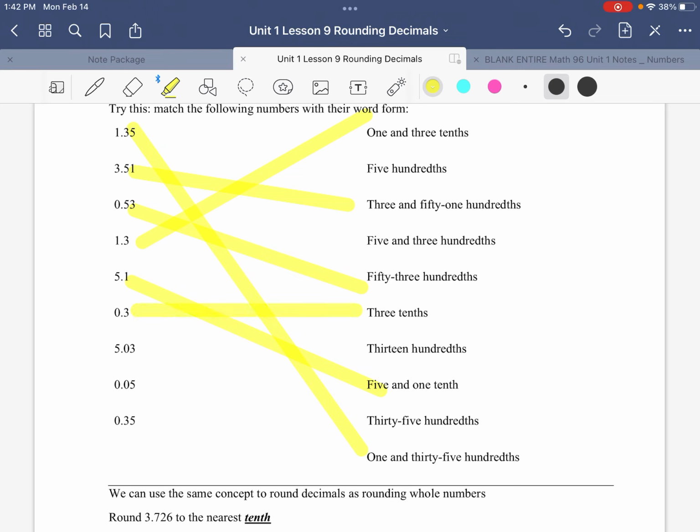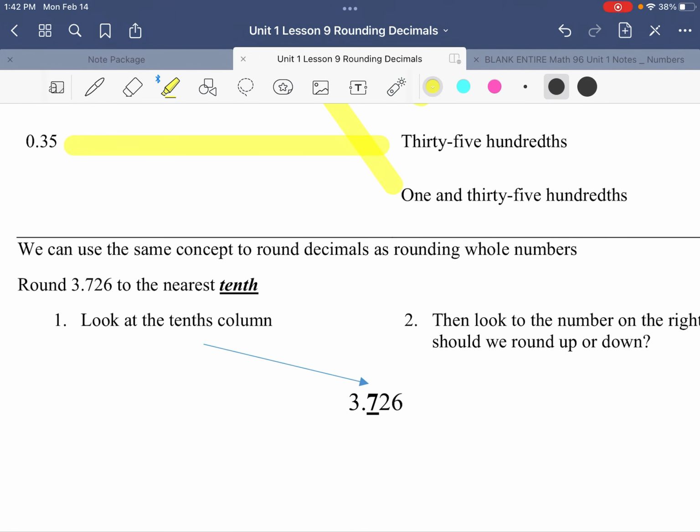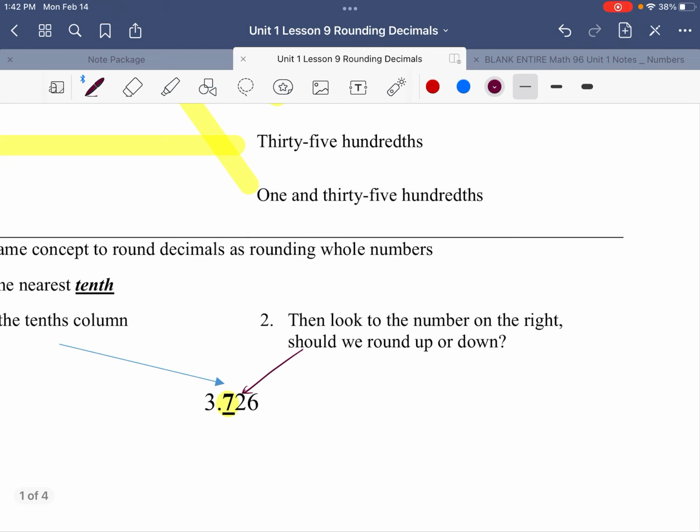5.03 is 5 and 3 hundredths. 0.05 is 5 hundredths. And 0.35 is 35 hundredths. Perfect. So rounding decimals works the same as rounding other numbers. You look at the place value we're wanting to round to, and then look to the number to the right. Should we round up or down? Well, it's a 2, so if we're rounding to the nearest tenth, this would just be 3.7.